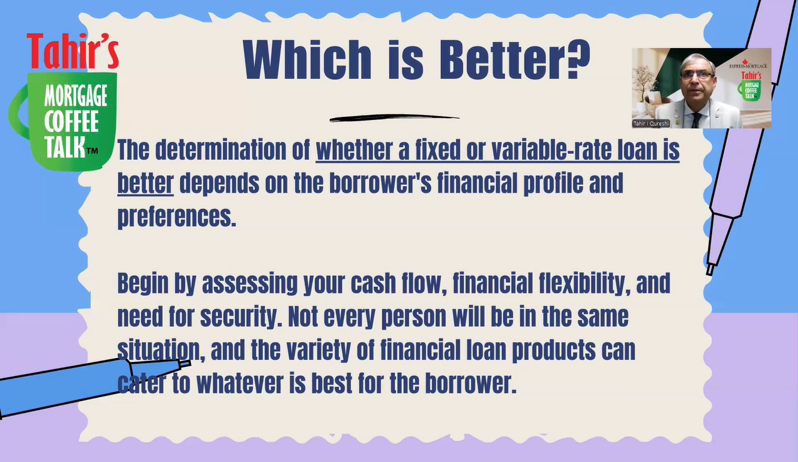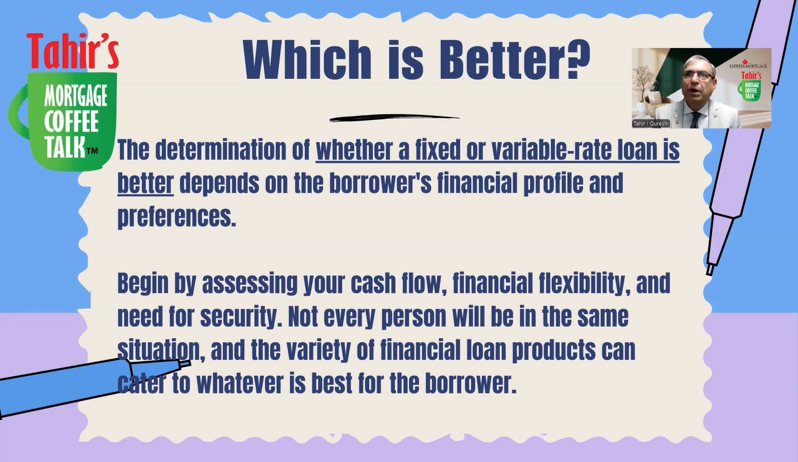The determination whether a fixed or variable rate is better depends on the borrower's financial profile and preferences. This is very important. You are the one who is going to borrow the money, and you have to know what you want to do. It is very, very critical for you to pay attention and maintain your financial records properly. We're going to talk about that towards the end. So begin by assessing your cash flow. How much money is coming in, how much money you are spending, how much you have saved after paying all the expenses. Financial flexibility: how much flexibility you have when you are acquiring a property or refinancing your existing home. And need for security.